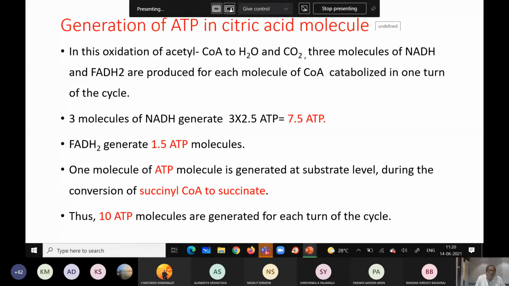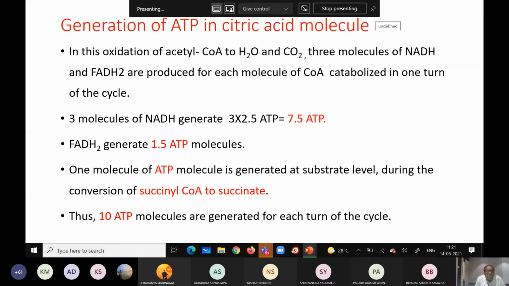Now, at the end of one cycle of the citric acid cycle, one can judge how many ATPs are formed in a cycle. In this oxidation of acetyl CoA to water and carbon dioxide, there will be some release of fuel molecules in the form of energy. Three molecules of NADH and one FADH2 are produced for each molecule of acetyl CoA, for one turn of the cycle.